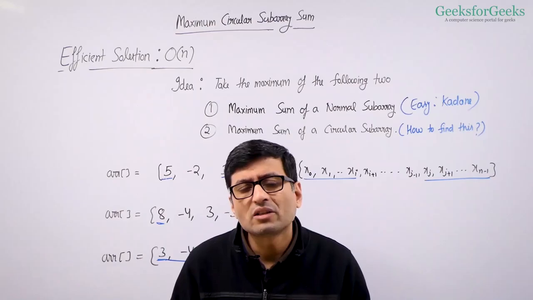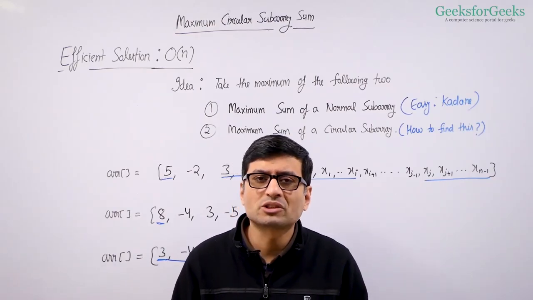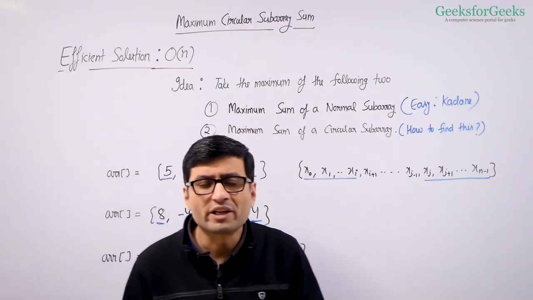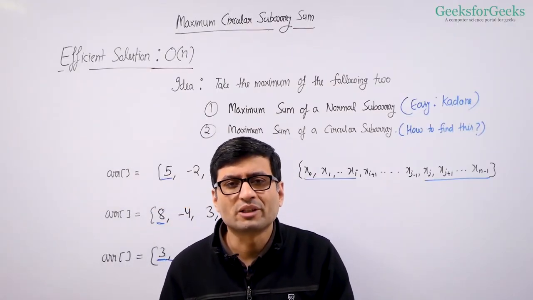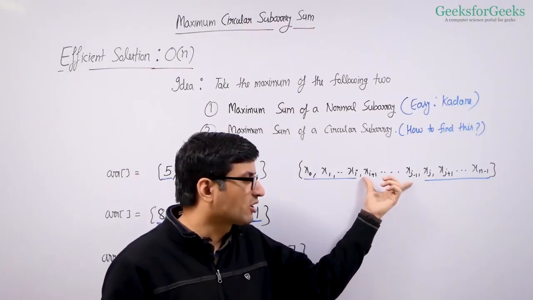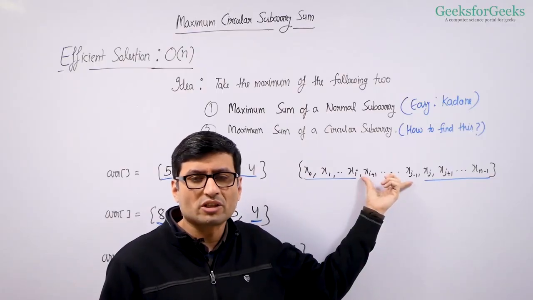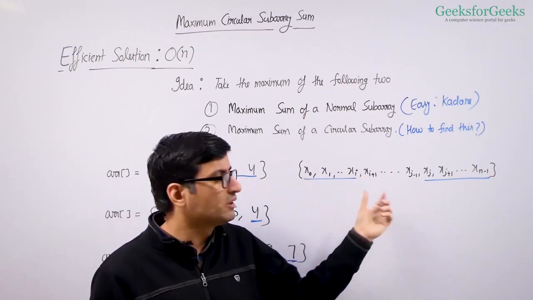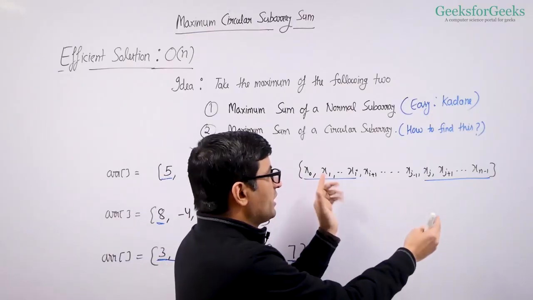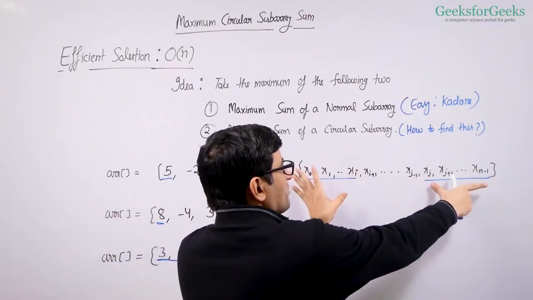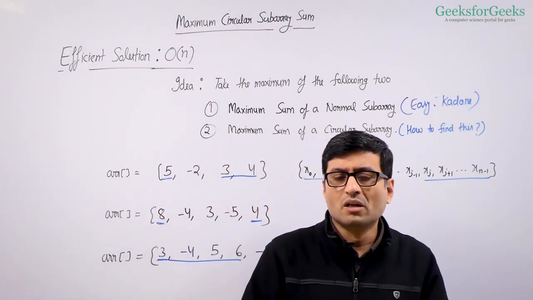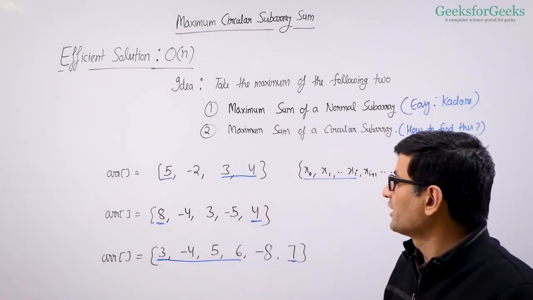So the idea to find the maximum sum circular subarray is to find the minimum sum subarray using Kadane's algorithm, using a modified Kadane's algorithm, and subtract this sum from the overall array sum. If you have the overall array sum and you subtract this sum, you will get this part, the maximum circular subarray sum. Let's see these examples to understand this.